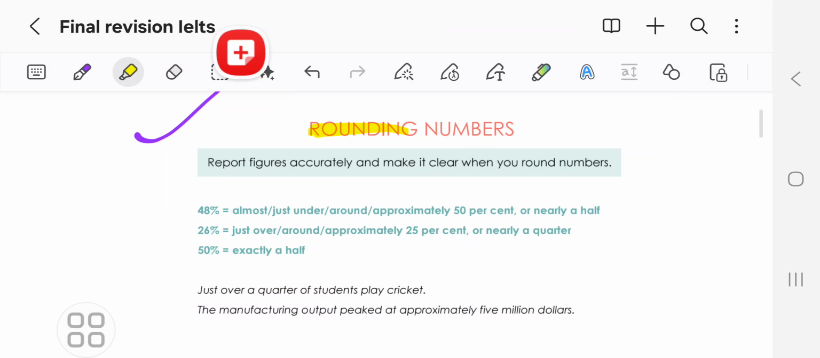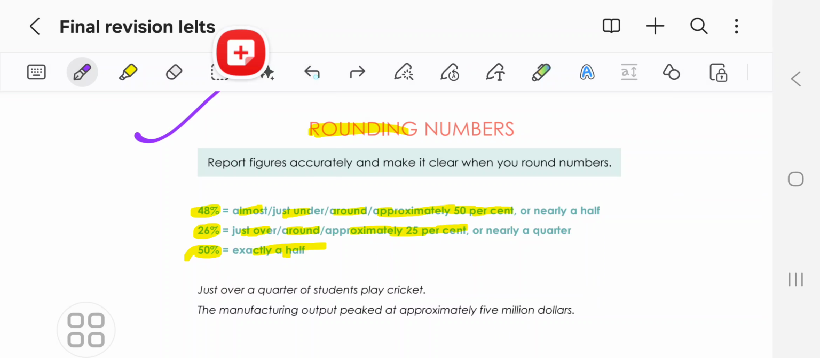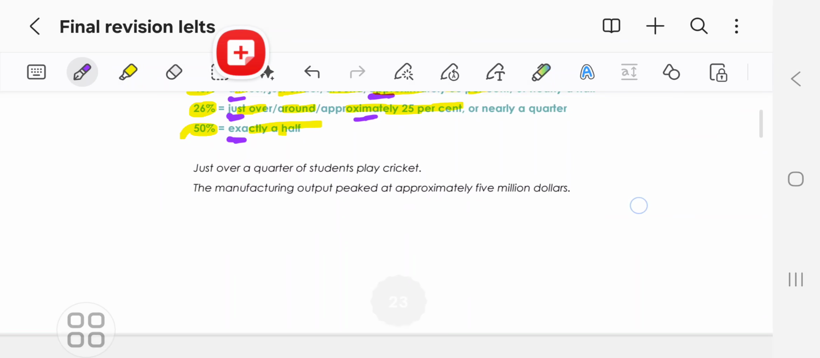Now rounding numbers is, for example, reporting the figures accurately. Make it clear when you are rounding a number. For example, 48%, 26%, 50%: almost, just under 50%, around, approximately 50%, just over, around, approximately 25%, exactly half is 50%. These words are very, very important. Just remember these words: exactly, almost, approximately, just keep an eye on those words.